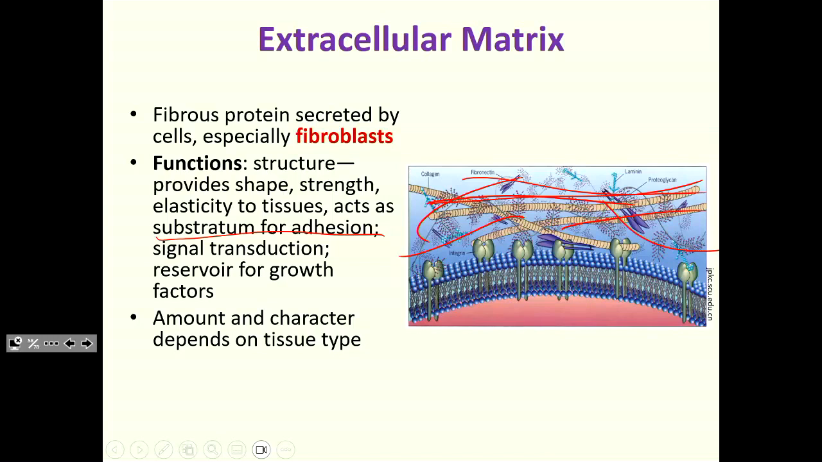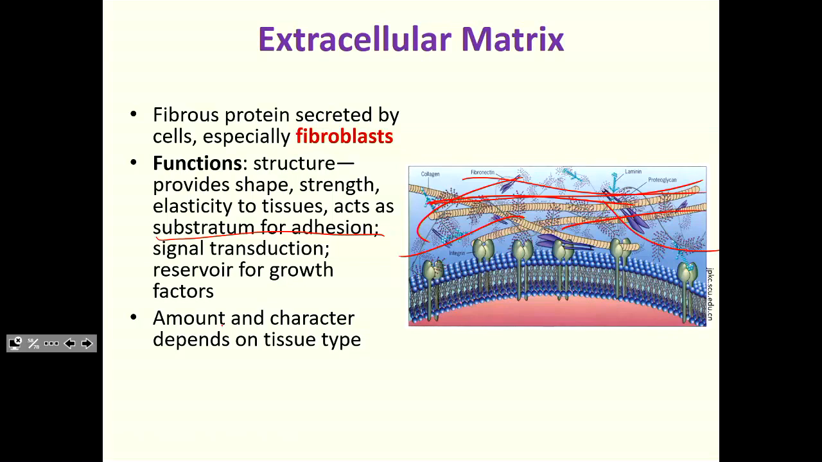Amount and character depends on tissue type. You've done collagen with Dr. Barrick, right? Okay, so let me use that example here. The amount of collagen and the type of collagen helps determine the type of tissue. Example, collagen type 1. Good, excellent. When I say collagen type 1, you say bone, perfect.